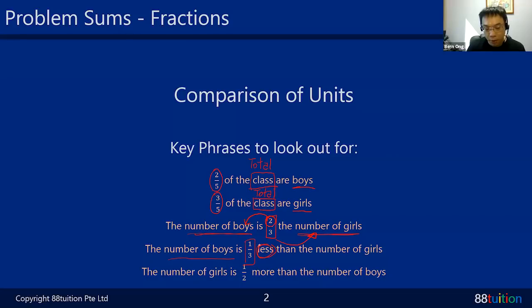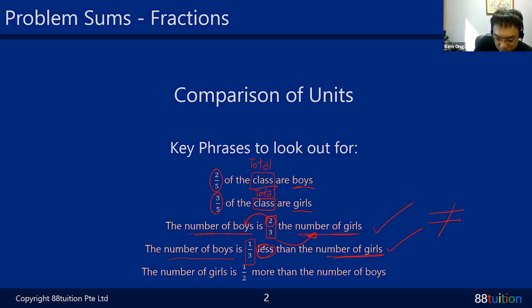The number of boys is 1/3 less than the number of girls. Can you see that this statement and this statement are not the same? They are not equal. They are totally different. Because the number of boys is 2/3 the number of girls means the boys got 2 units, the girls got 3 units.